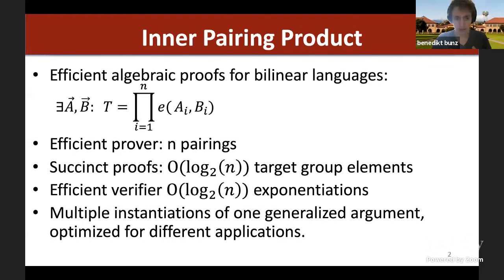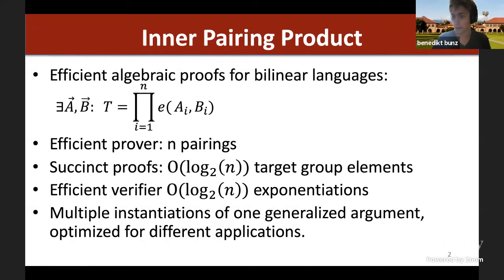So what is an inner pairing product? What are we constructing? Well, we're constructing efficient algebraic proofs for these bilinear languages. Very generally, or at a very high level, we're going to prove statements like there exist vectors A and B of group elements in bilinear groups, such that some public value T is the product of the pairings of each of the individual elements. And one thing that we achieve is a very efficient prover. It uses on the order of n pairings.